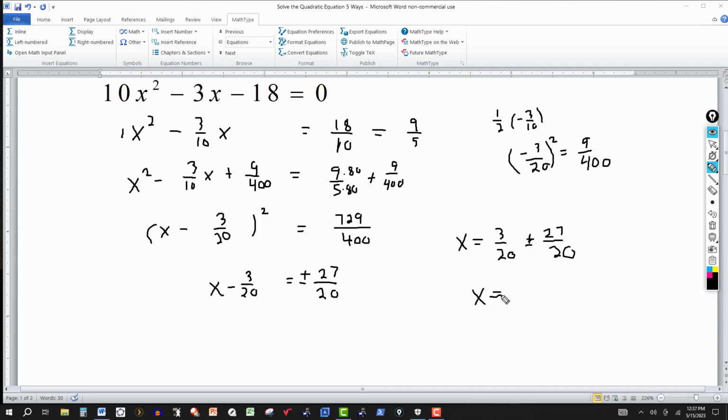Now we can finish this up and say, okay, 3 over 20 plus 27 over 20 will give us 30 over 20. Reduce that down to 3/2. And then 3 minus 27 over 20 gives us a negative 24 over 20. Again, reduce that down and we get negative 6/5.